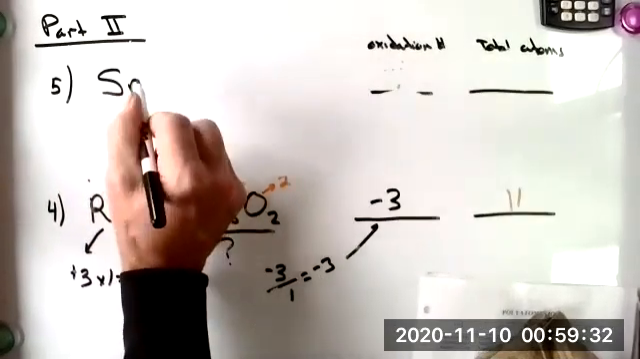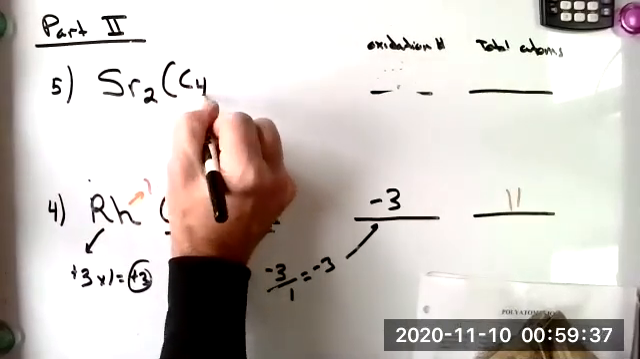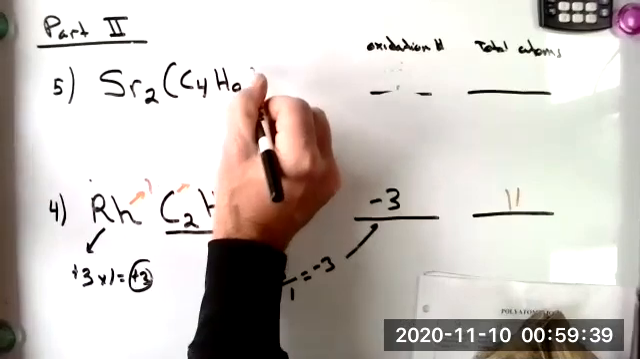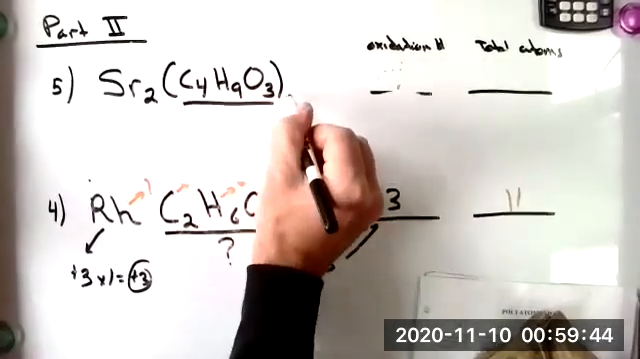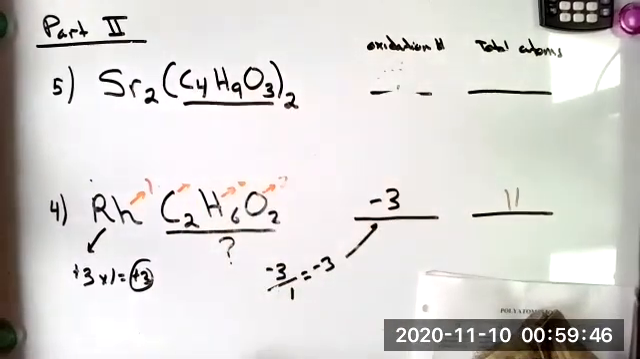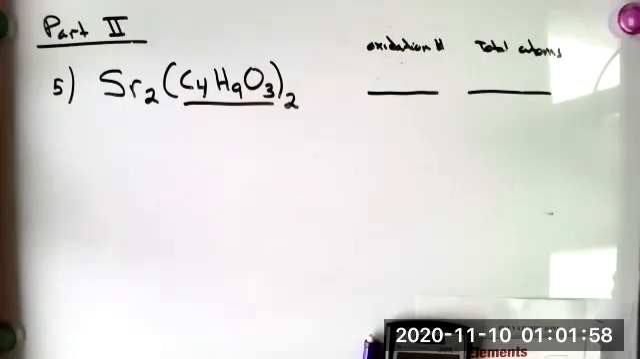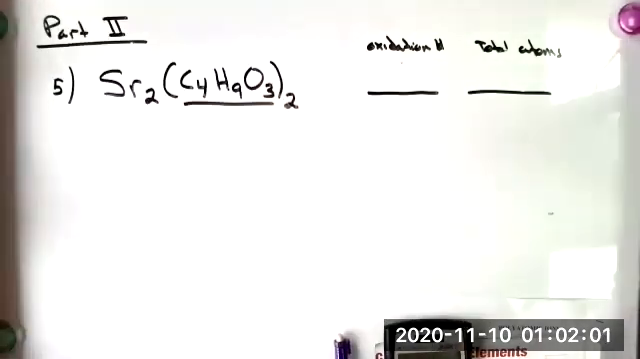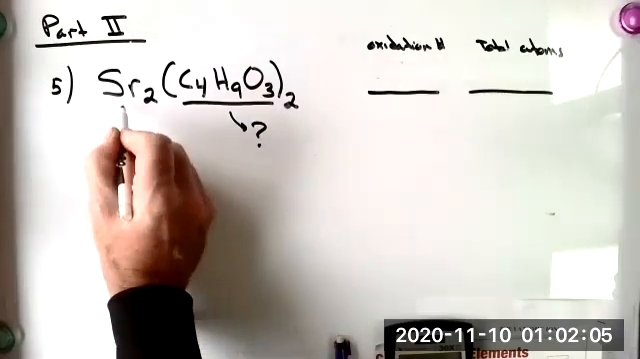Sr, let's go 2, let's go C4H9O3, underlined, and a 2 sitting right there. All right, be careful. Give me his oxidation number and the total number of atoms. All right, let's double check. Let's see. Oh, underline guy, who cares? I don't care one bit.